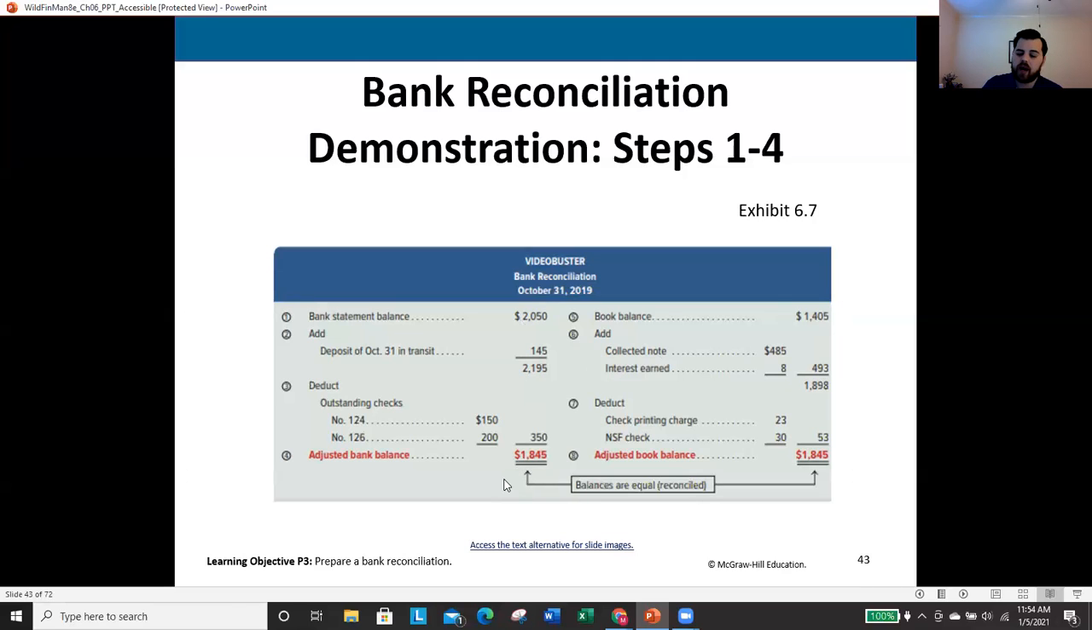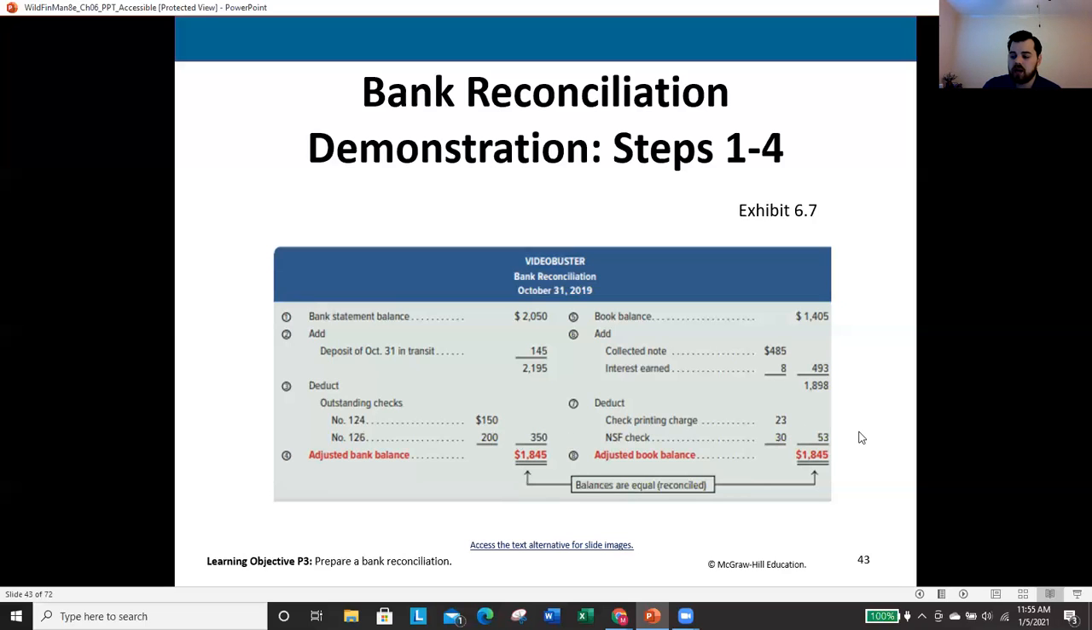Next, we've got to deal with any outstanding items. So on the bank side, we have written 2 checks, 124 and 126, that have not yet cleared. They totaled out to $350. That brings our adjusted bank balance down to $1,845. So once these 2 checks come out, we'll be left with this $1,845.